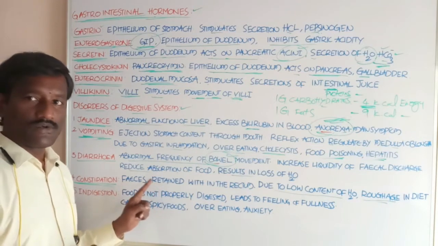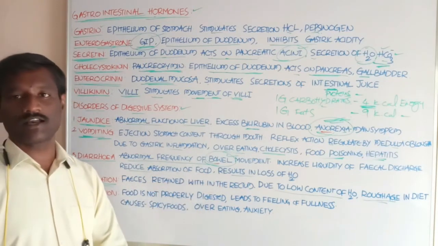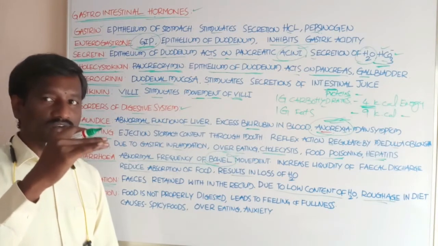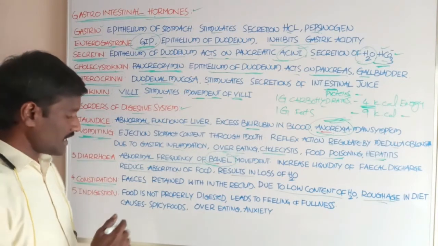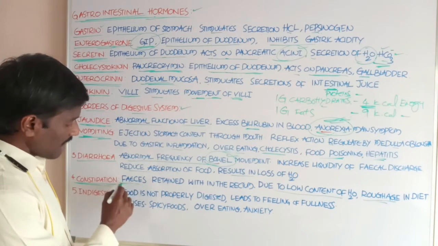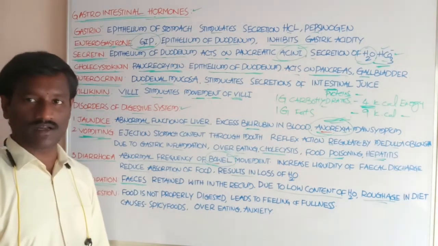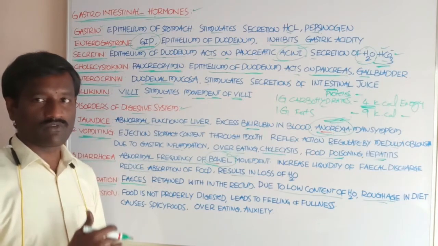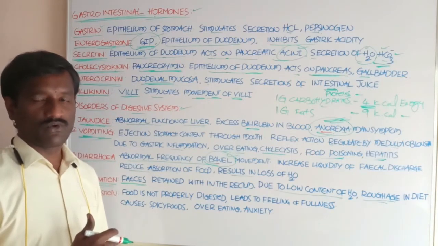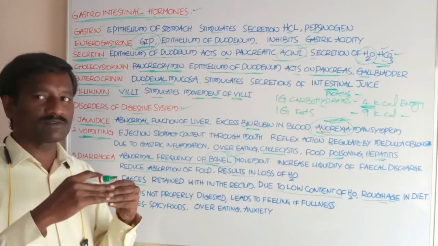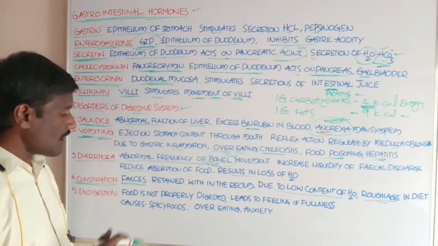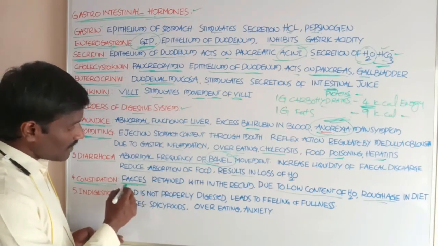And then constipation. What about constipation? Constipation means feces retained within the rectum. Feces means undigested food particles with a high fiber content. These are normally expelled to the outside through the anus, but in constipation they are retained within the rectum.